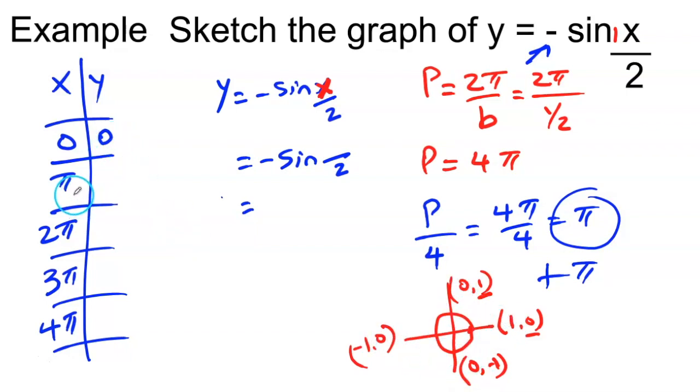Now, my next value is pi. Instead of the x, I put a pi. But remember, I have a 2 dividing, so it's pi over 2. Pi over 2 gives me 1. That's sine. So that's going to give me negative 1.